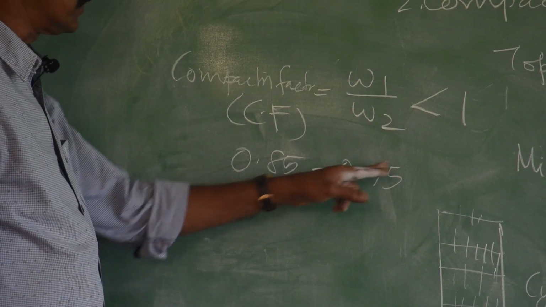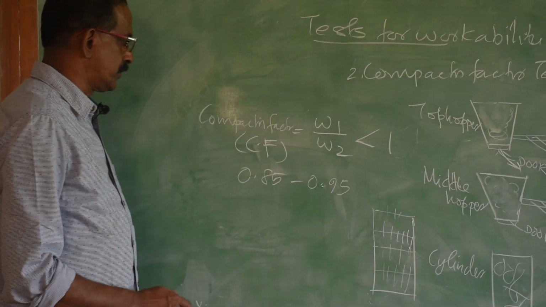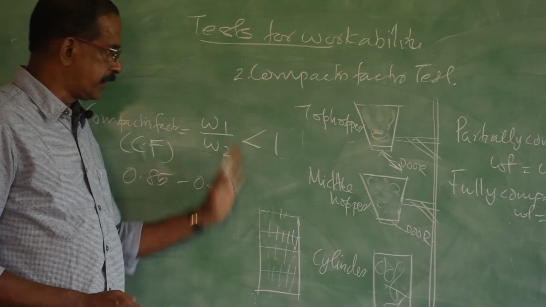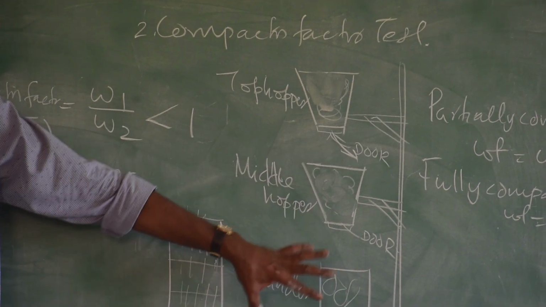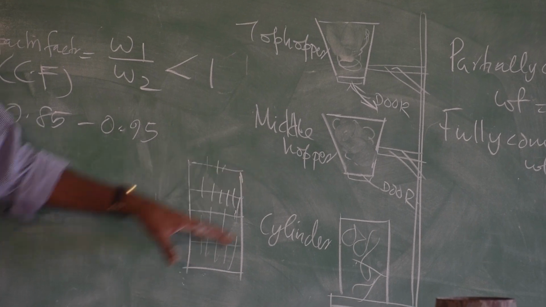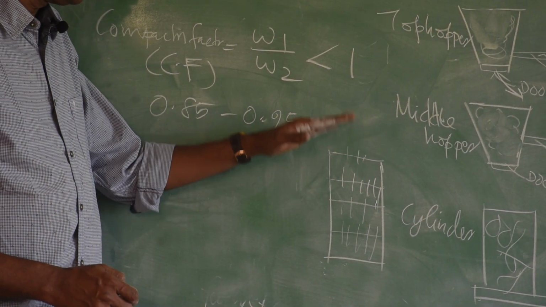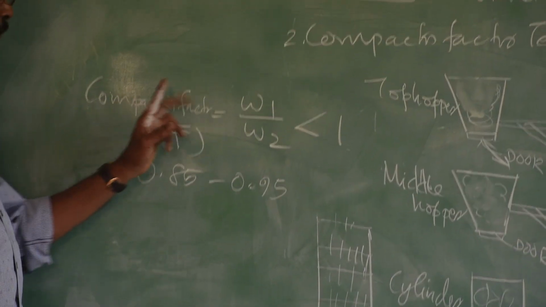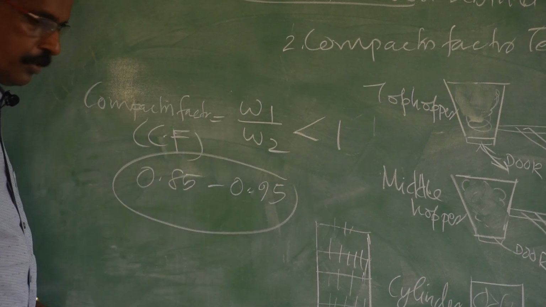So, if you are getting a reading which is greater than 0.95, change the water cement ratio and do it once again. So, that is the procedure. Prepare the concrete, take sufficient quantity, fill it in the top hopper, open the door, it will come to the middle hopper, open the door, it will come to the bottom cylinder, take that weight, the partially compacted weight of concrete. Remove the concrete and fill the cylinder with concrete giving compaction, take that weight, that is called the fully compacted weight. Find the ratio of partially compacted weight divided by fully compacted weight; the recommended value is 0.85 to 0.95.